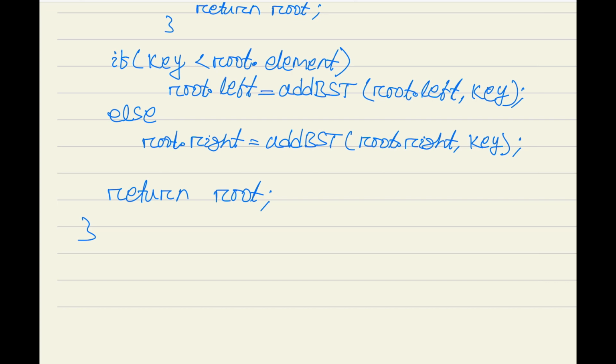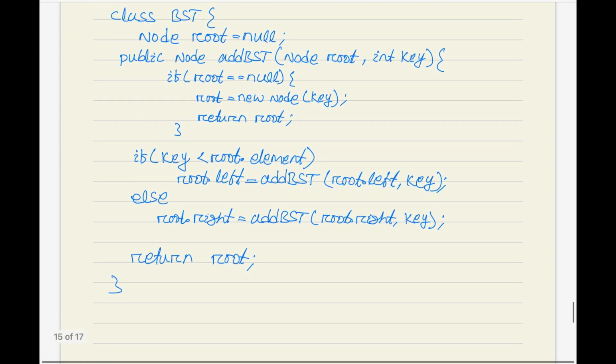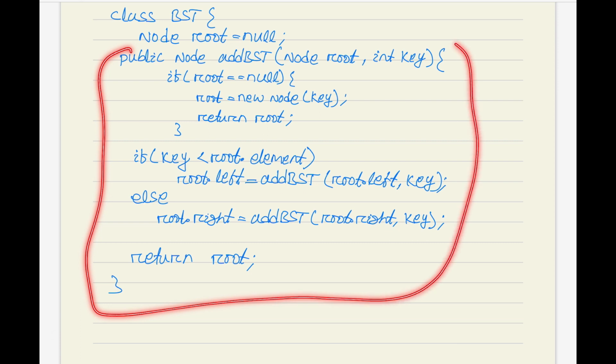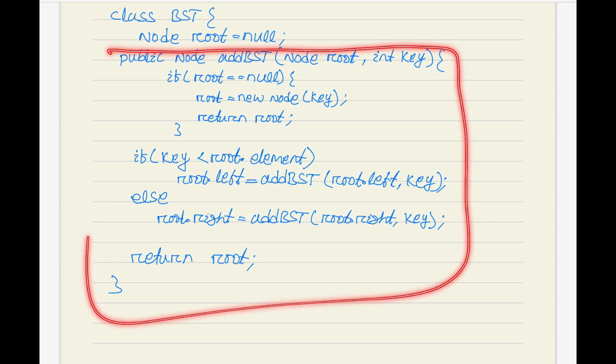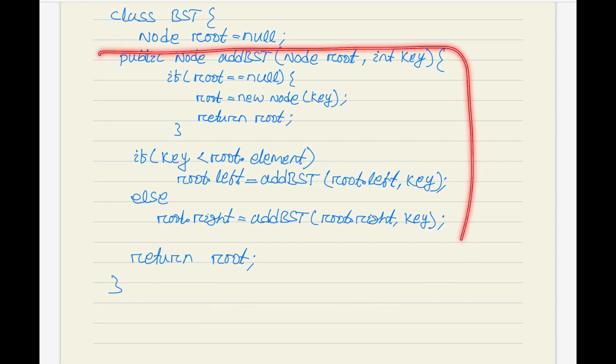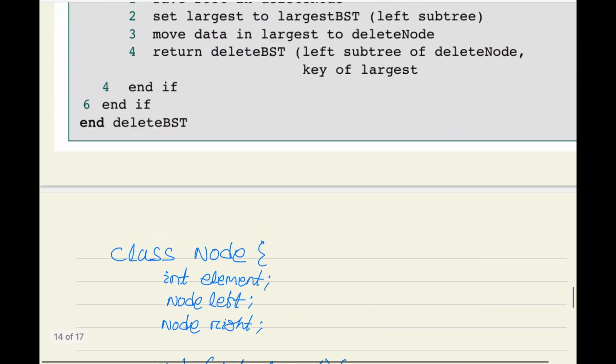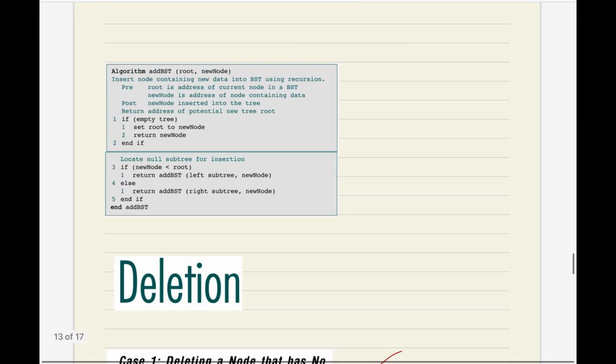So this is all about the add bst method. We have already discussed the algorithm earlier. This is the implementation of add bst, or insertion of a node in the binary search tree. Now we are going to define another method, that is search bst. That means whether one element, or one node, is present in the tree or not. We have already discussed the algorithm for search bst.